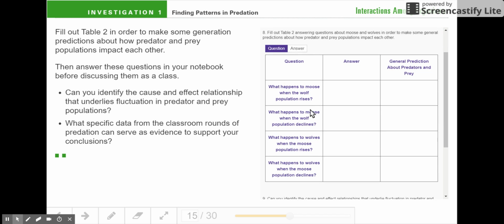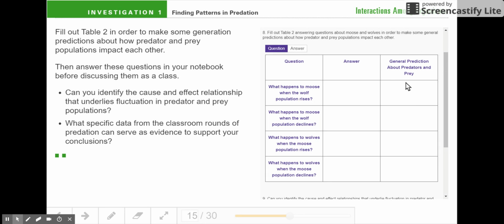So we have 4 questions to start in this table on lesson 2, page 8. The questions are: what happens to the moose when the wolf population rises? Go ahead and look at your table from yesterday. What happens to moose when the wolf population declines? What happens to the wolves when the moose population rises, and what happens to the wolves when the moose population declines? More importantly, we're going to look here, general predictions about predators and prey.